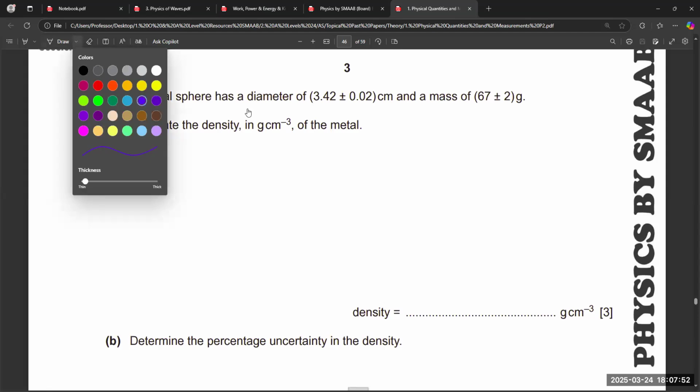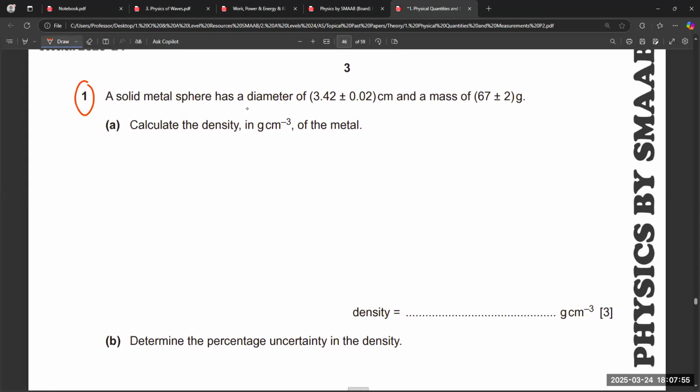So question number one: a solid metal sphere has a diameter of this many centimeters and a mass of this many grams. We need to calculate the density of the metal. So first of all, density is simply equal to mass upon volume. But the problem is that volume is not given directly in the question. So we have to find that value ourselves. So density is equal to mass upon volume. And right now we are using a sphere.